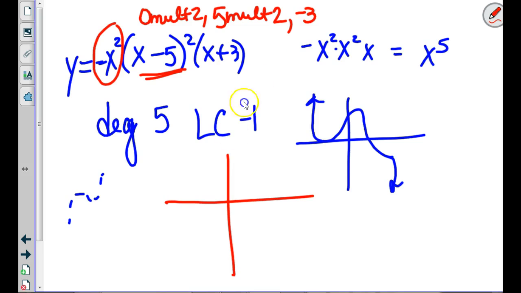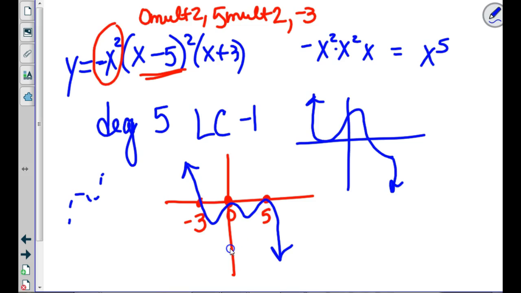Okay? So I now know at 0, because it's multiplicity 2, it's doing a bounce. At 2, nope, just kidding. At 5, it's multiplicity 2, so it's doing a bounce. And over here at -3, it's multiplicity 1, so it's crossing. So now, if I know it starts up here, I say cross, bounce, bounce, down. Now I have a better idea of what the graph actually looks like.